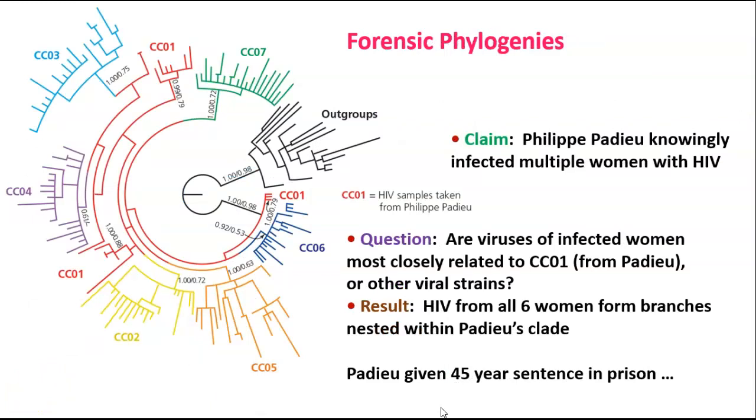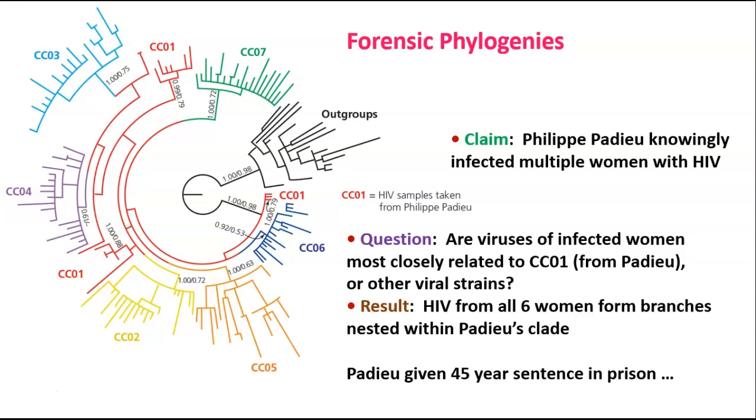And then our final quick little case study comes from a box in your chapter on forensic phylogenies, and goes through quite a few specifics there. But molecular phylogenetics is used in crime cases more frequently than you may realize. Here is a pretty important case that involved someone by the name of Philippe Pédot.